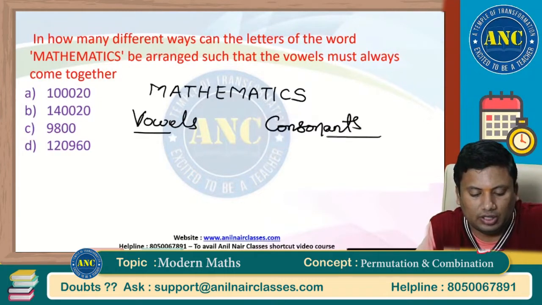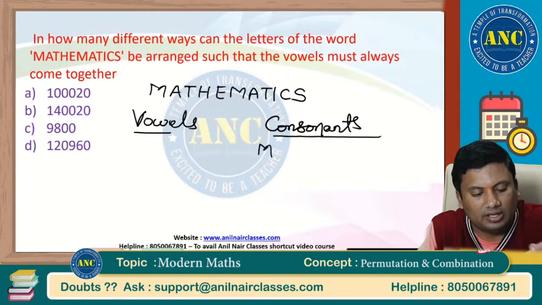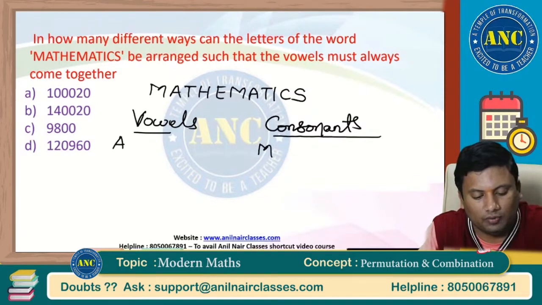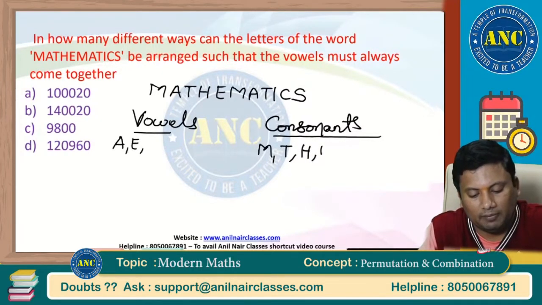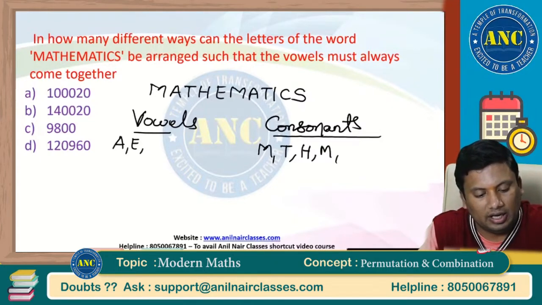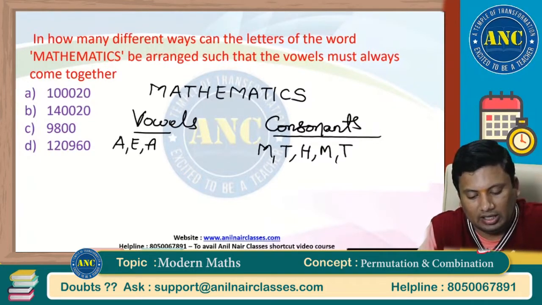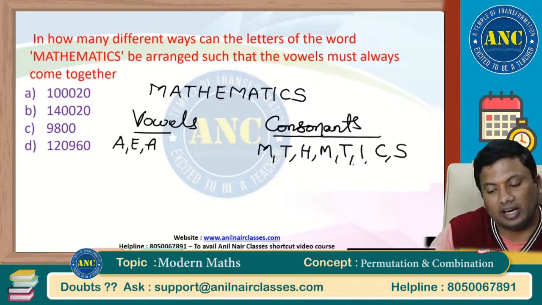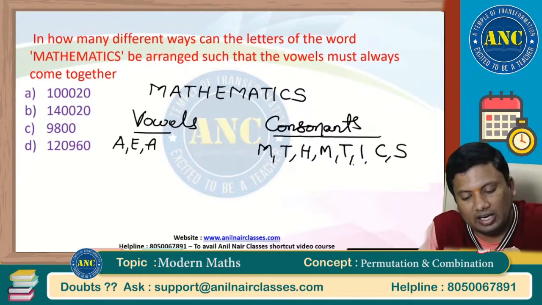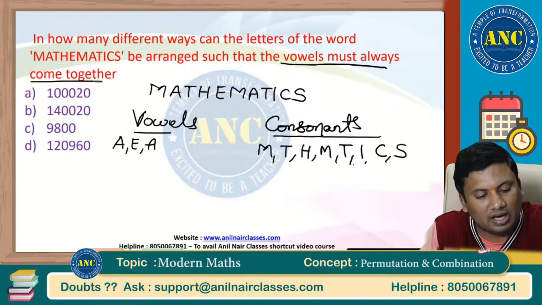Vowels and consonants. First is M, a consonant. A is a vowel. T is a consonant. H is a consonant. E is a vowel. M is again a consonant. A is a vowel. T is a consonant. I is a vowel. C is a consonant. S is a consonant. In how many different ways can the letters of the word be arranged? What is the condition? Vowels are always coming together.